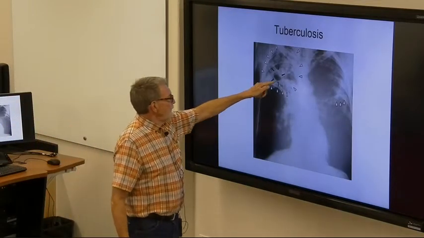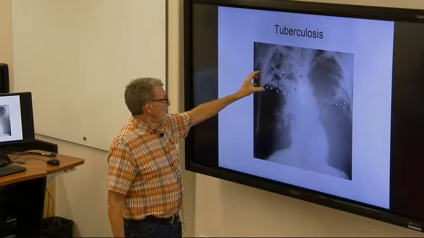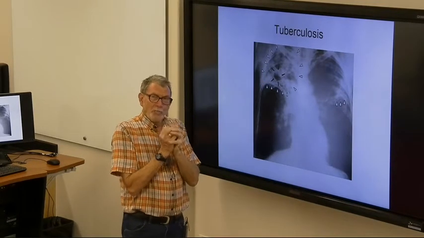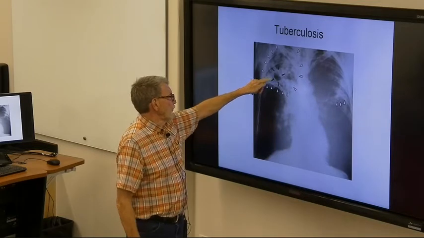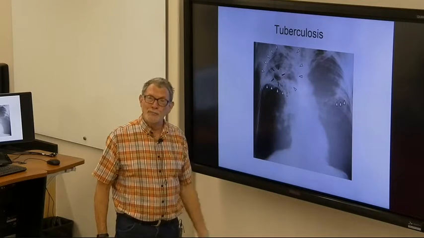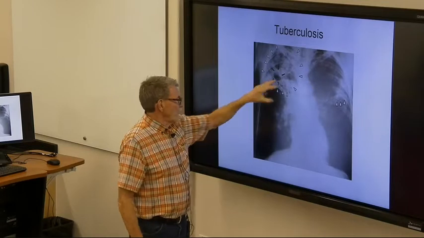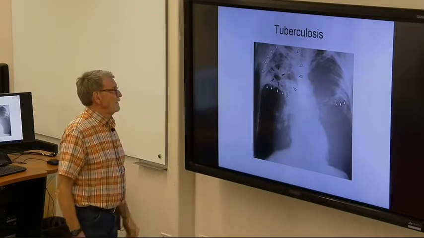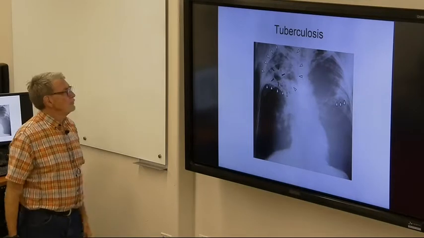Tuberculosis. This is the tubercle. A tubercle is a hard fibrous ball that your body builds around the bacteria trying to defend against it. But it makes the lung so stiff that you can't breathe ultimately if you don't treat it.